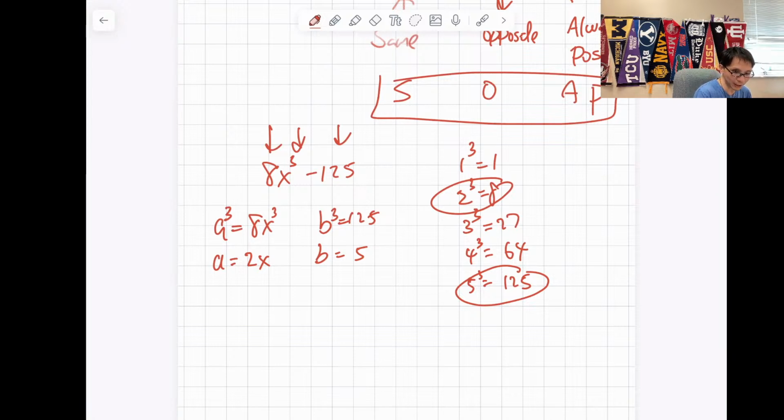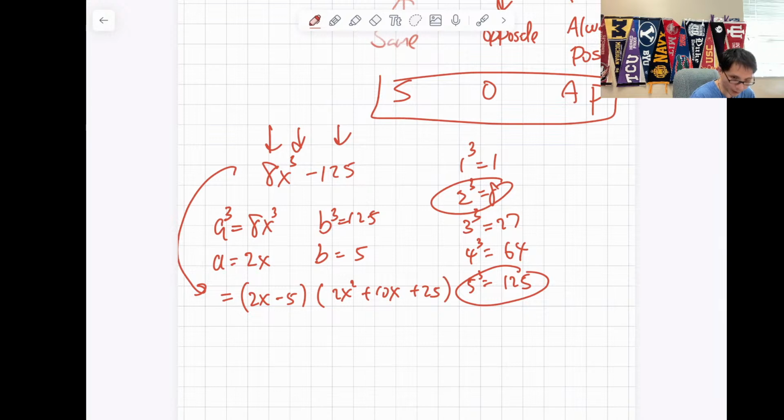So the factor of this is equal to 2x minus 5 times 2x squared plus 10x plus 25. Now, why is that? This is a minus b, a squared plus ab plus b squared. Now, I purposely made a mistake. Hopefully you can find it. Can you find the mistakes?